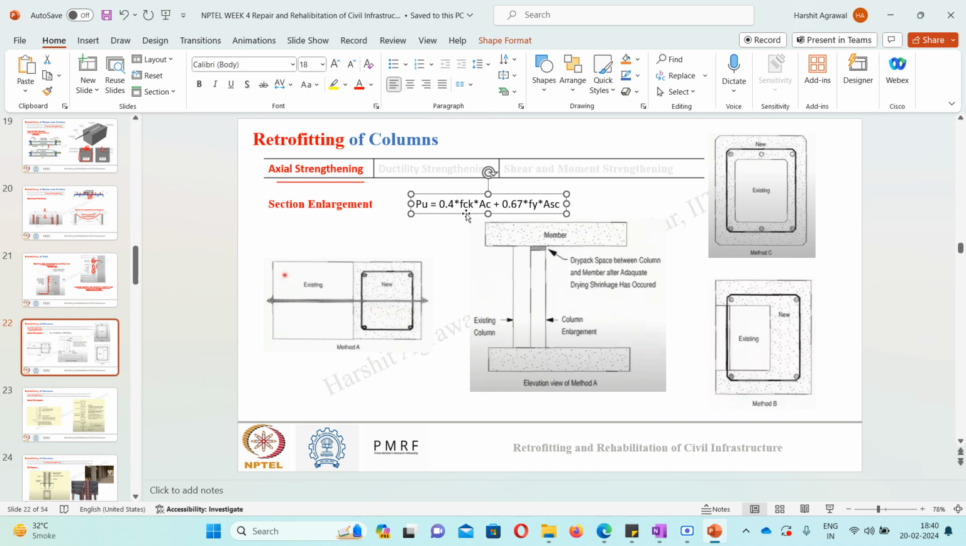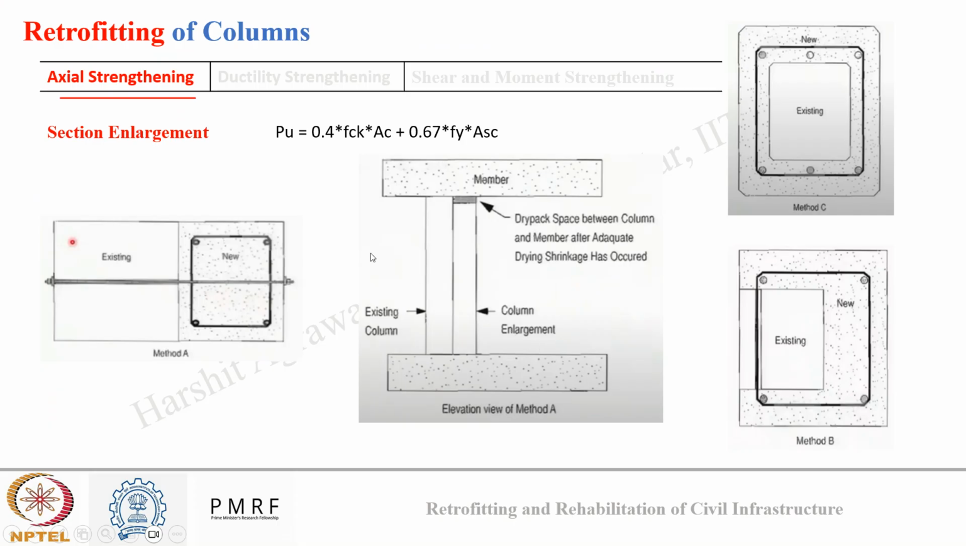So either by increasing Ac, that is the area of concrete, or by increasing Asc, that is the area of steel under compression, I can increase the load carrying capacity, the axial strength of the column. So how to do this? How to increase the area of concrete? This can be accomplished by section enlargement. So here you can see in the first image.